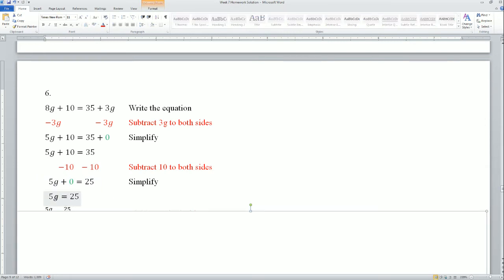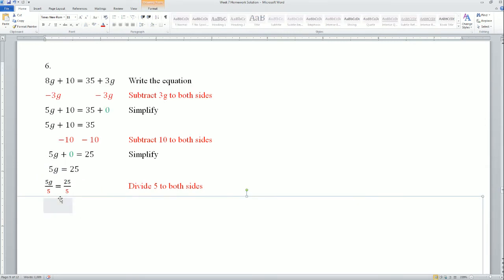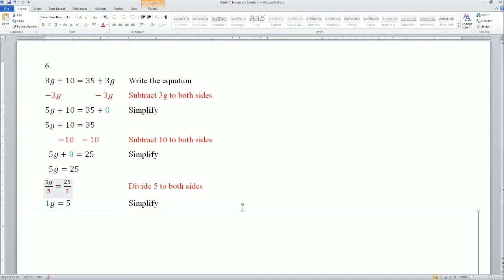So here you could divide by 5 on both sides. In that process of dividing by 5 on both sides, 5 over 5 just becomes 1. That's how you get your 1g. 25 divided by 5 is your 5.